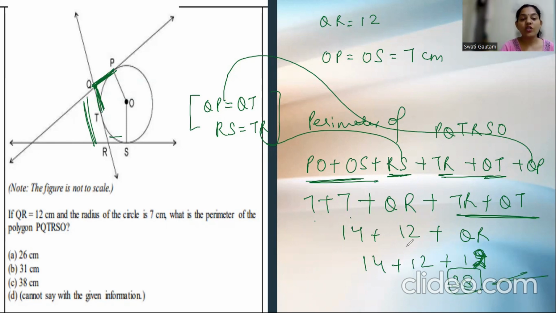So this is a good question of 1 mark. Just understand what is the theorem used here, that length of the tangents drawn from an external point are equal. And then we have used the radius of the same circle, they are equal. That's why OP and OS are 7, right? Now moving towards the next question.